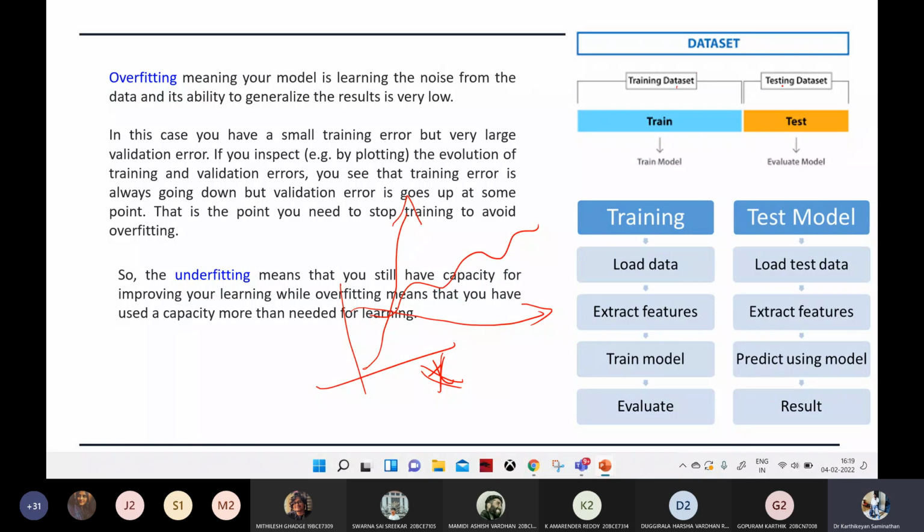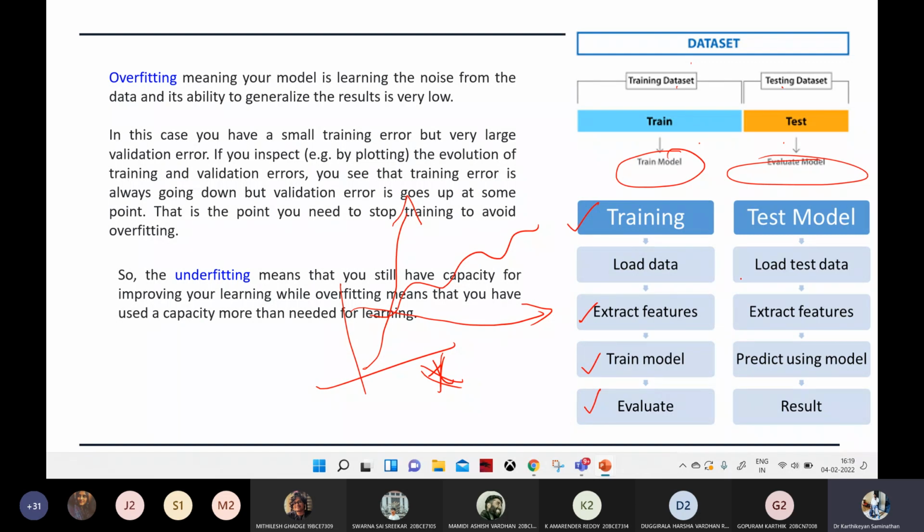Both training set and testing set together we used to call data set. So when you say training data set is used to train the model, the testing data set is used to evaluate the model. So what will happen during training? Training meaning, during learning. When you say training, we will load the data, then we will extract the features, then we will train the model, then we will go for evaluation.